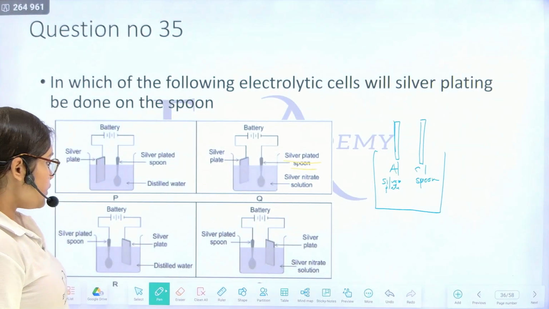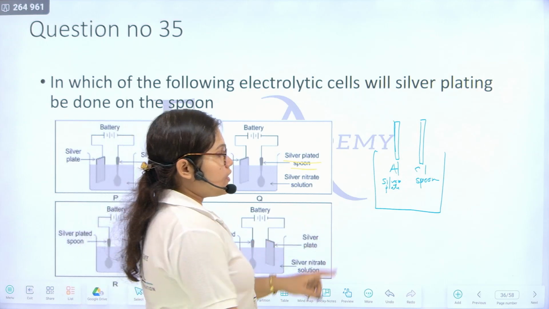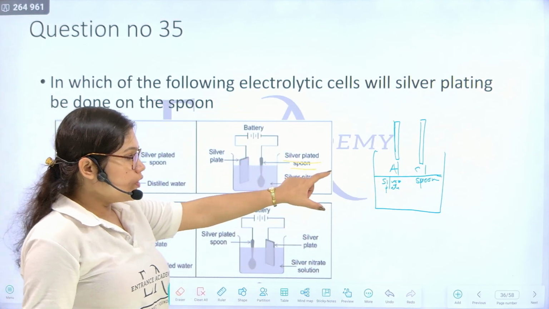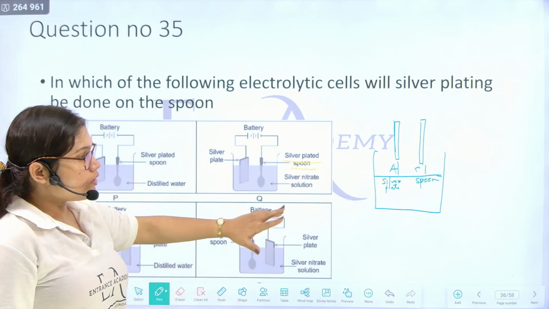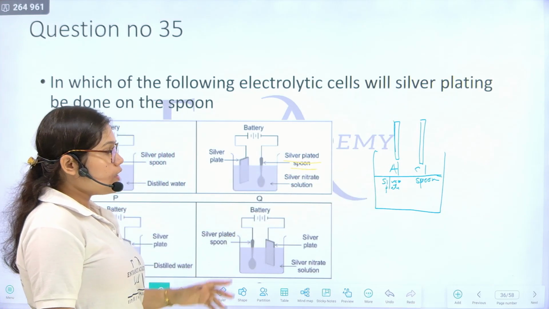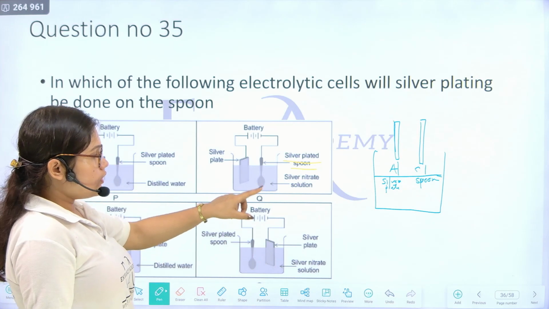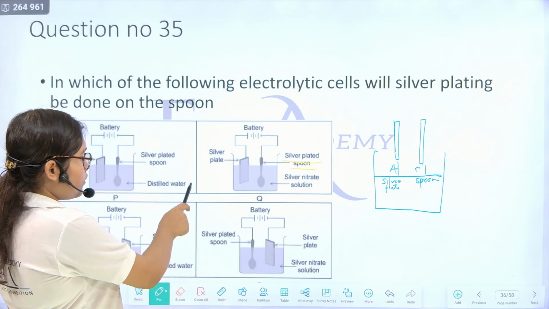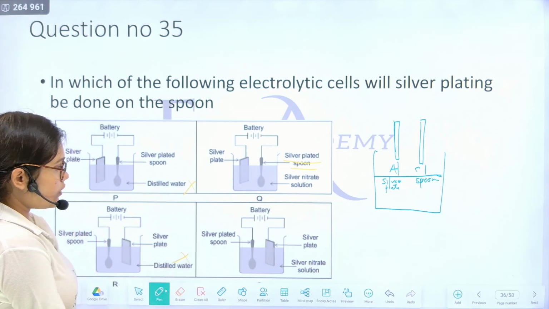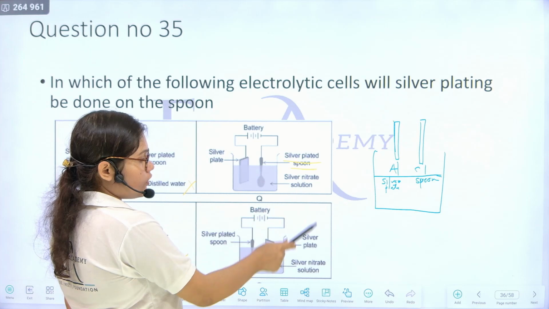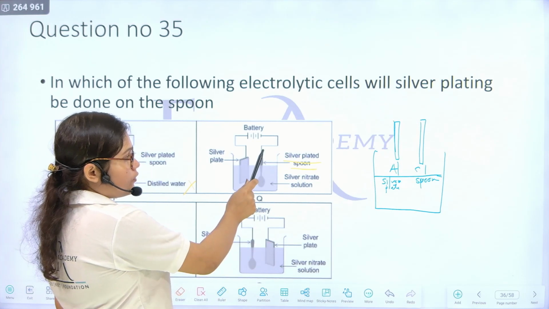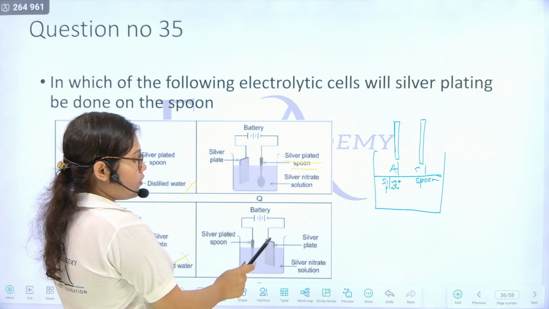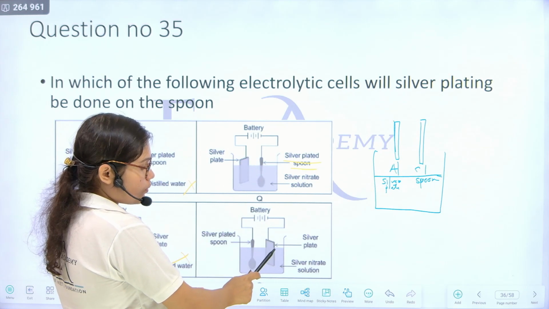Then there is another important part, that is the electrolyte. If you have to coat with silver, then the electrolyte should be a silver solution. So you have to add silver nitrate solution. In these two cases we have distilled water, so this is incorrect. This one is also incorrect. Silver nitrate solution is in these two diagrams, but in Q the spoon is placed at the cathode, and in this one the spoon is placed at the anode.